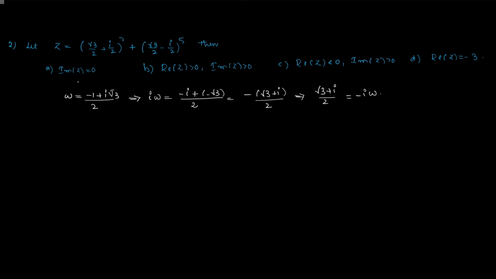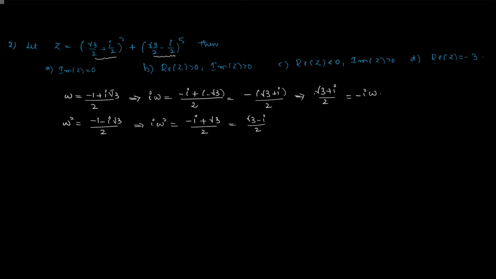Similarly, omega square. What is omega square? Minus 1 minus i root 3 by 2 is omega square. If I multiply with i, omega square is what? Minus i into i square, so plus root 3 by 2, which is root 3 minus i by 2. So root 3 minus i by 2 is i omega square. So here you can see that this is root 3 minus i by 2 and this is root 3 plus i by 2.